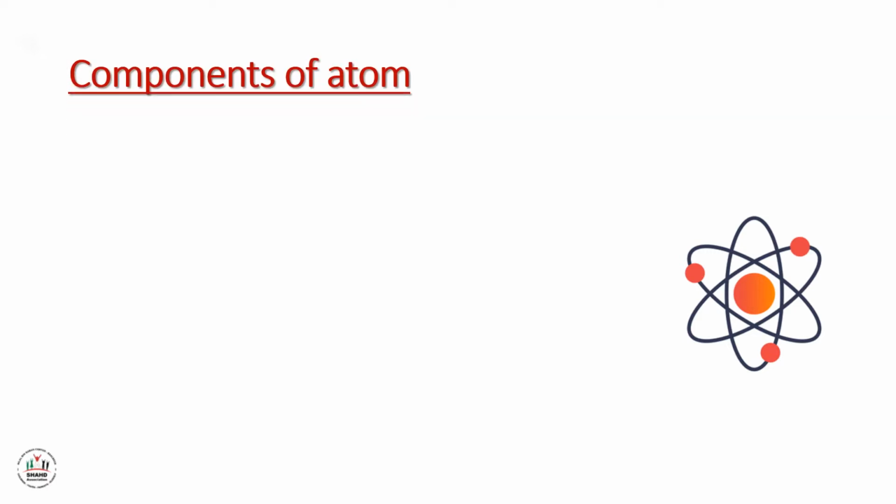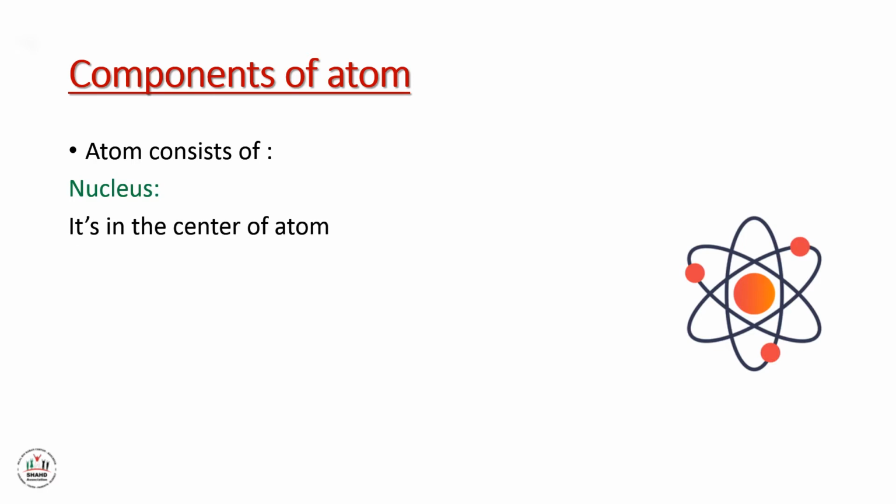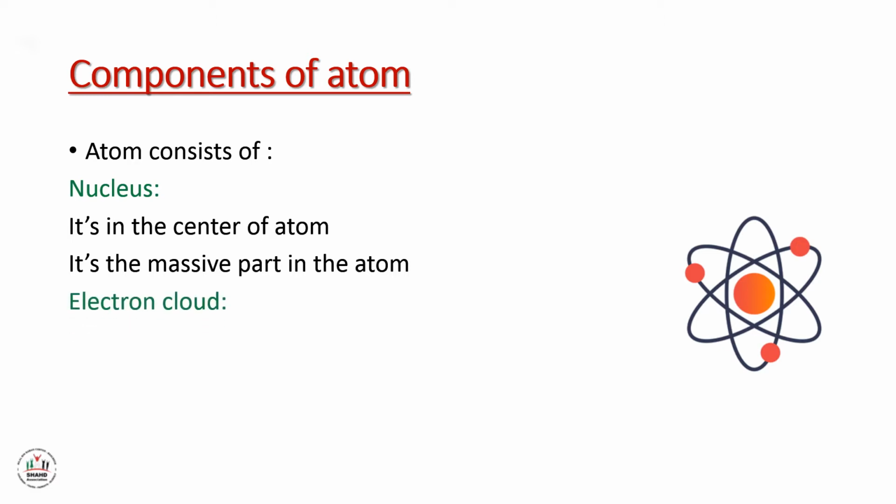The second part of our lesson is identifying the components of an atom. Atoms consist of two parts. The first one is called the nucleus. It is located in the center of the atom. It is also the massive part in the atom. Massive means that it has the higher mass. The second part of the atom is called the electron cloud. The electron cloud is orbiting about the nucleus.